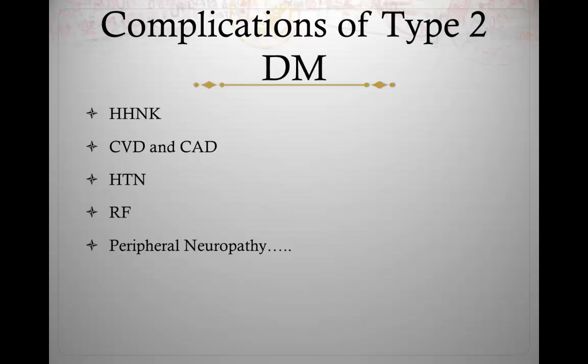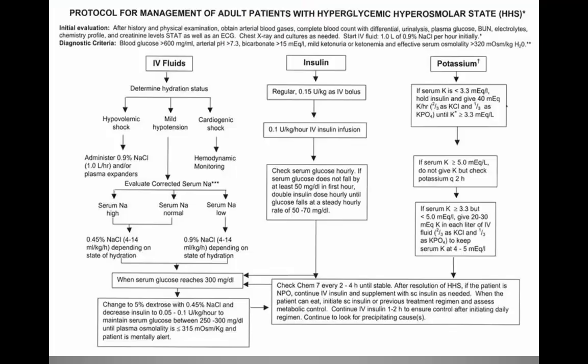So basically, the major complication of diabetes type 2, even though it could be associated with type 1, is the hyperosmolar hyperglycemic state. You also have complications of cardiovascular disease as well as in type 1: nephropathies, retinopathies, neuropathies, hypertension, MI, angina, etc. So before we go into the treatment for the complications, let's talk a little bit about the hyperosmolar hyperglycemic state.